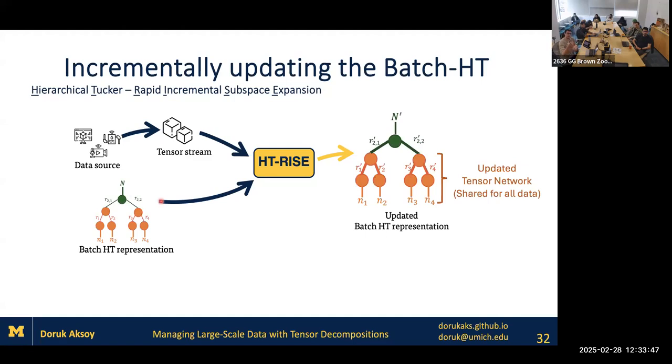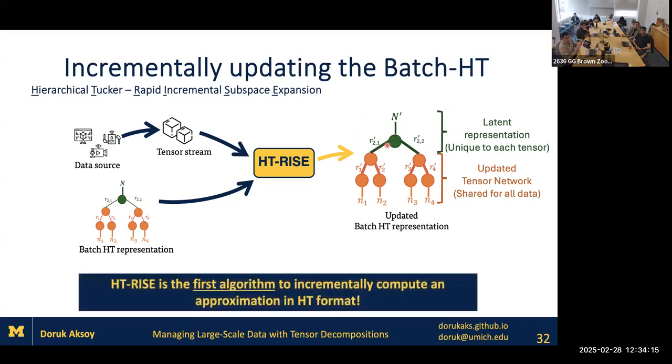And similar to the TT-ICE case, we have a clear-cut distinction between the latent space representation, or lower dimensional representation of the data, and the shared tensor network structure that we can use to project or map any unseen data onto this lower dimensional manifold. The main difference between this and TT is that in TT we had a vector latent space. Here we have a two-dimensional latent space, which is essentially a matrix latent space. That's the only difference. And the most important thing is that, to the best of our knowledge, HT-RISE is the first algorithm in the literature that performs incremental updates on a hierarchical Tucker format. So that's pretty cool.